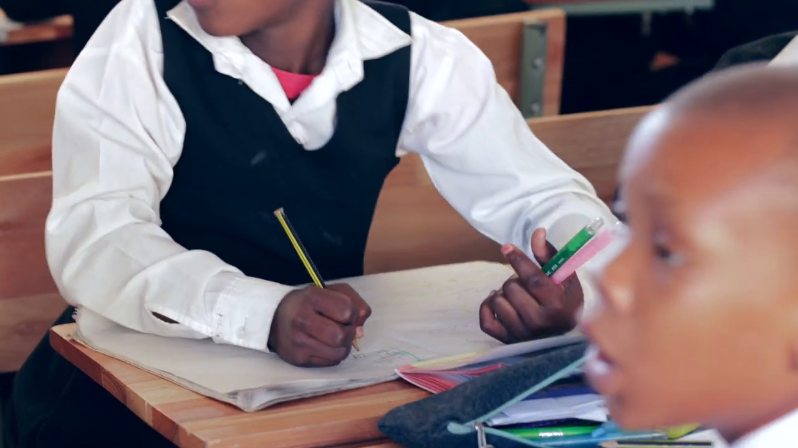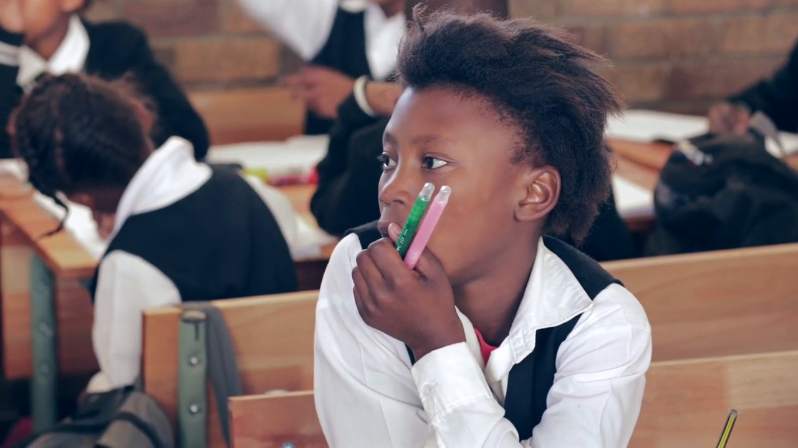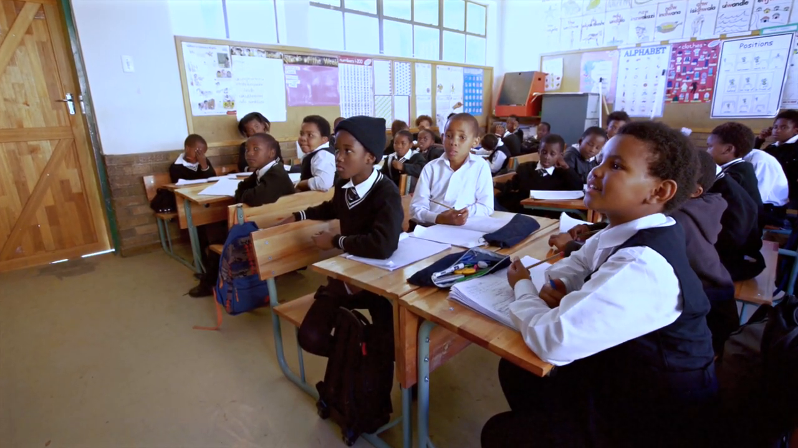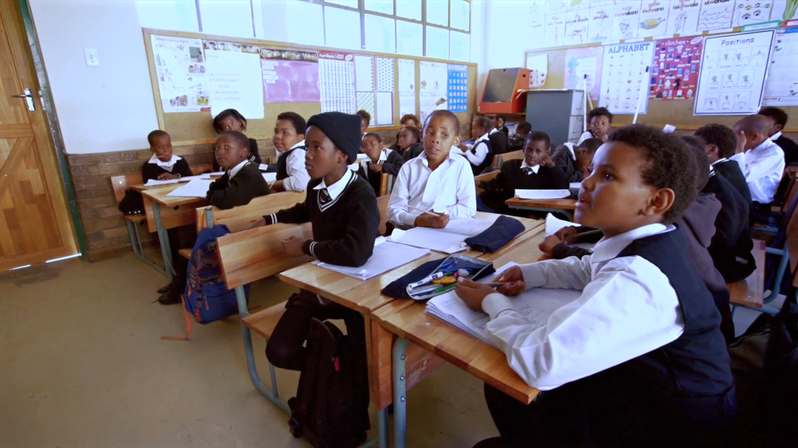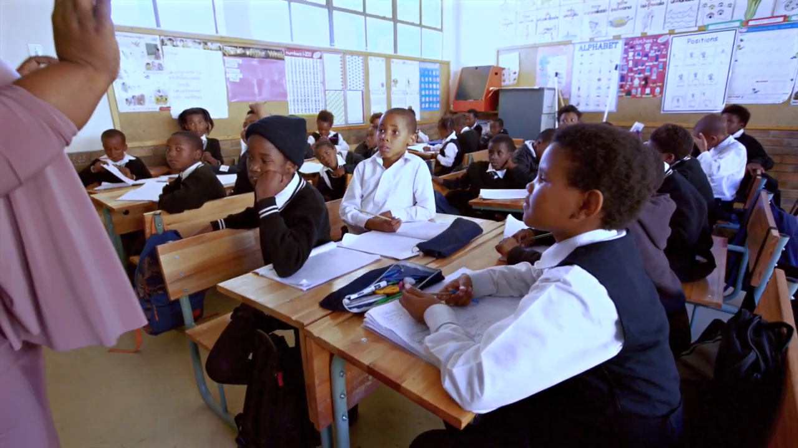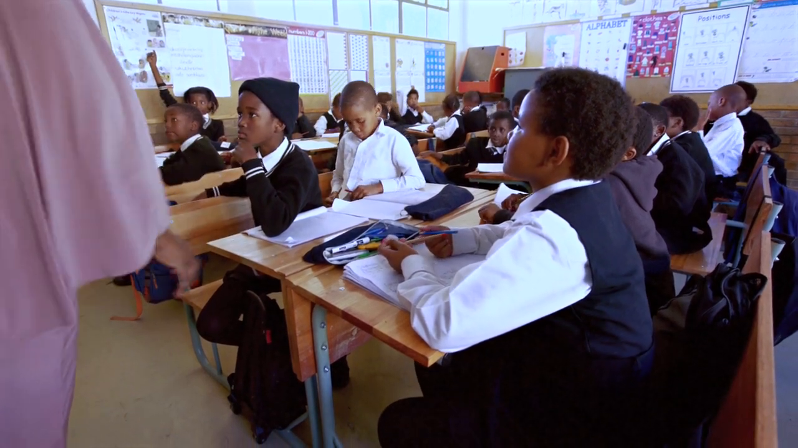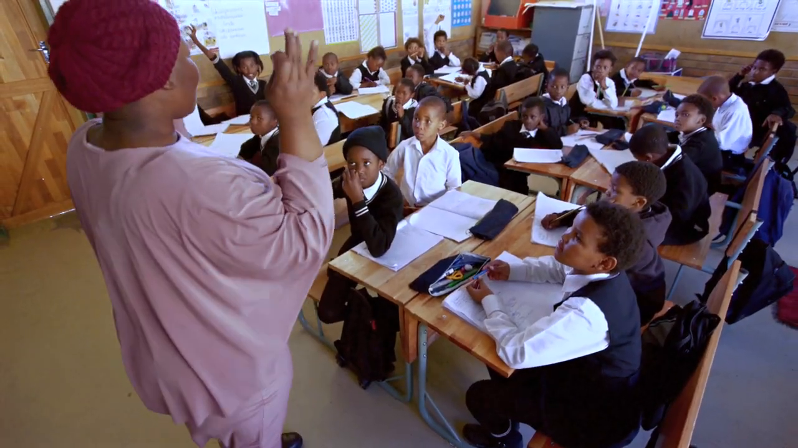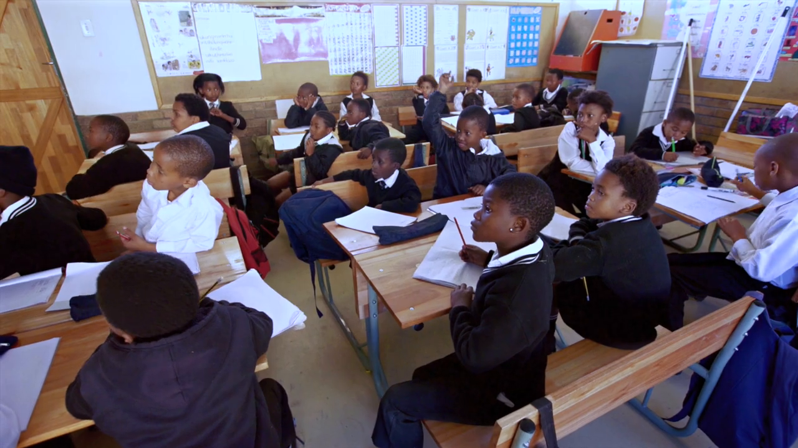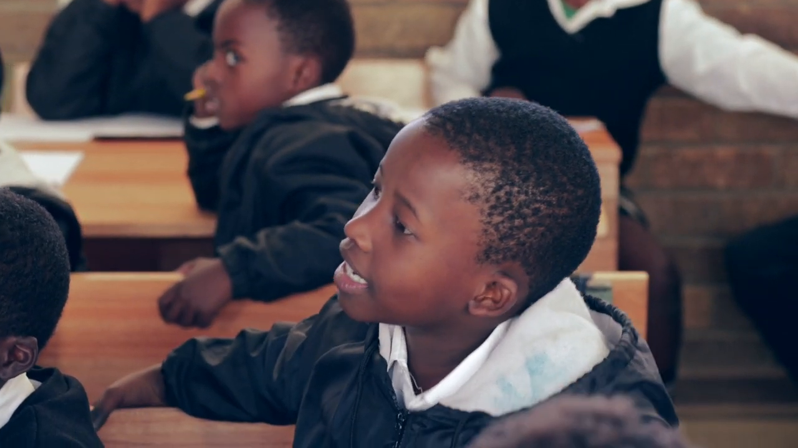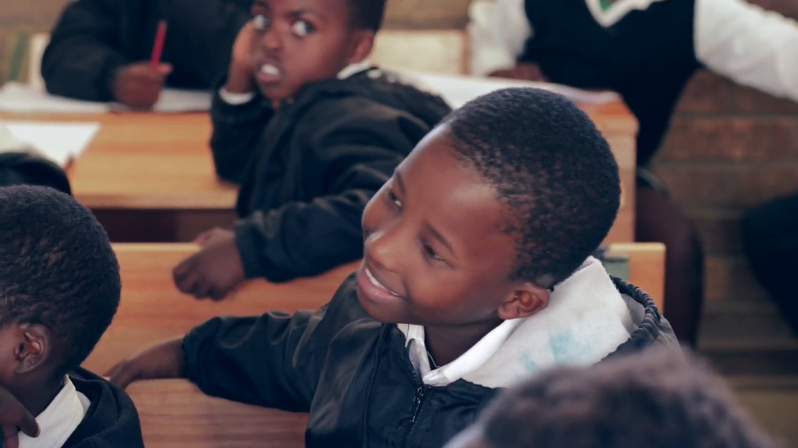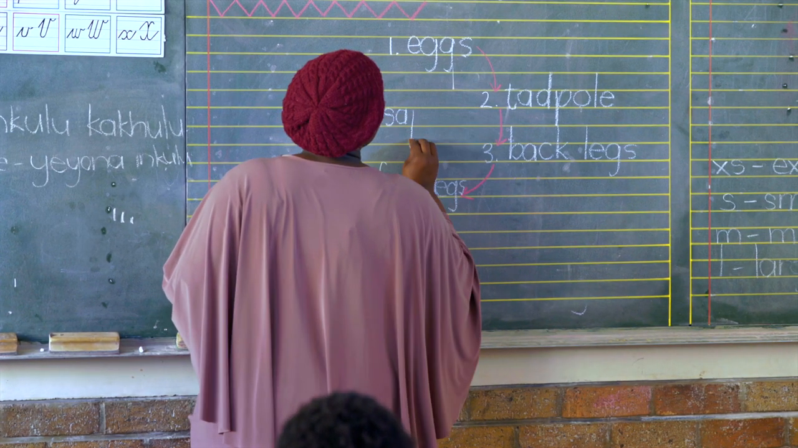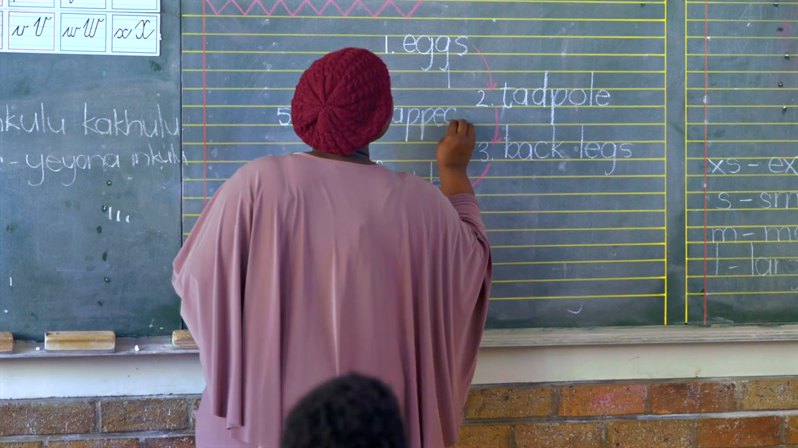Number five. What happens in stage five? Okay, let's think about it. Which legs? The back legs grow first, then the front legs. Then there's something else. What happens in stage five? Orlando. The tail disappears.